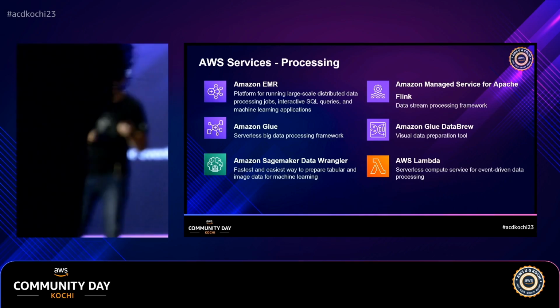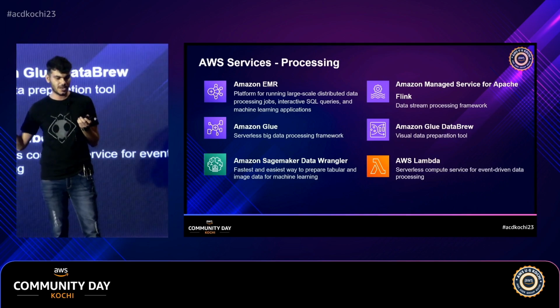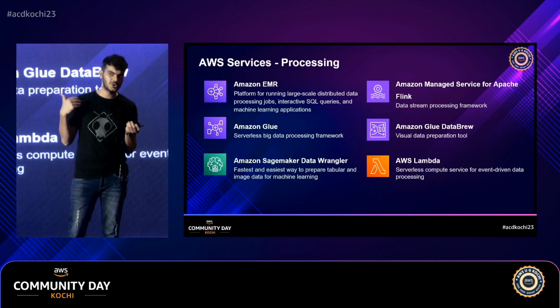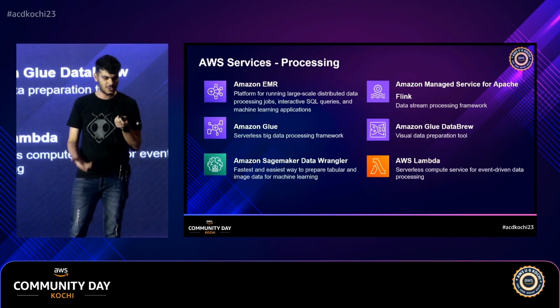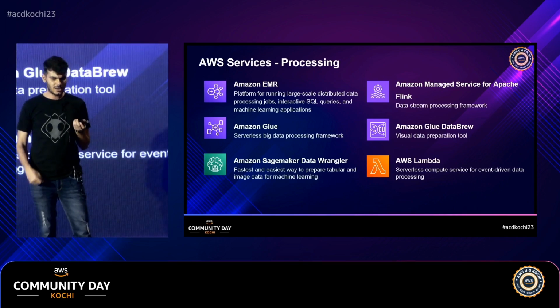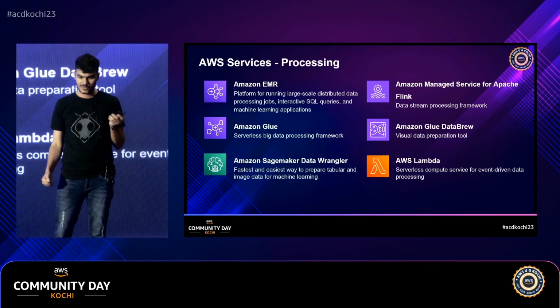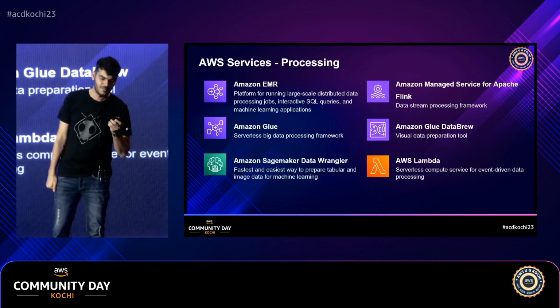If you're a person who's already running some kind of processing on-prem using PySpark or Hadoop, and you don't want to learn too many new things, you just want to migrate to cloud, you can use AWS EMR. For stream processing, we have Amazon Managed Service for Apache Flink.